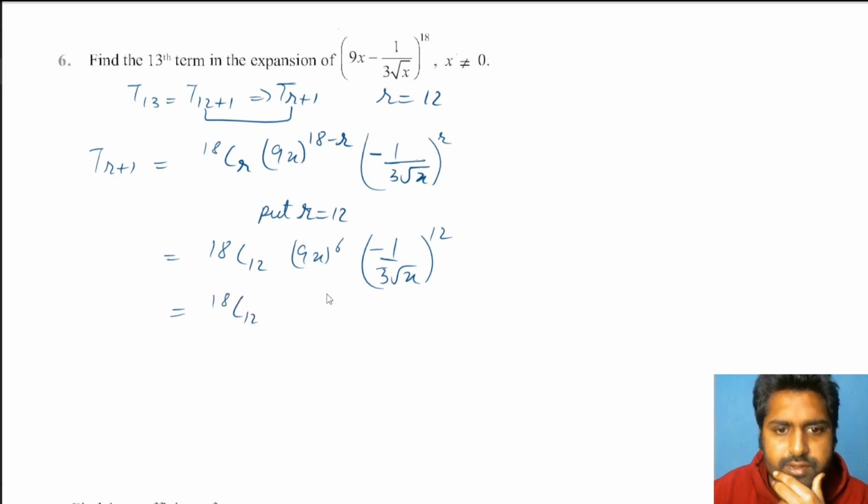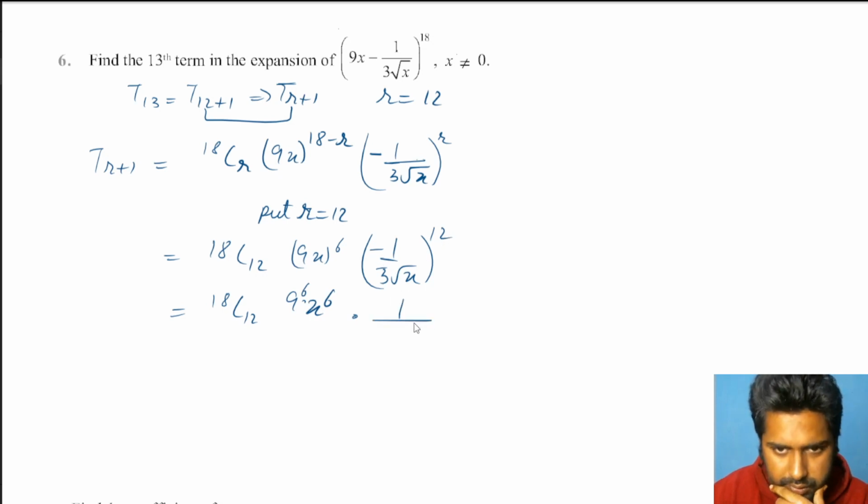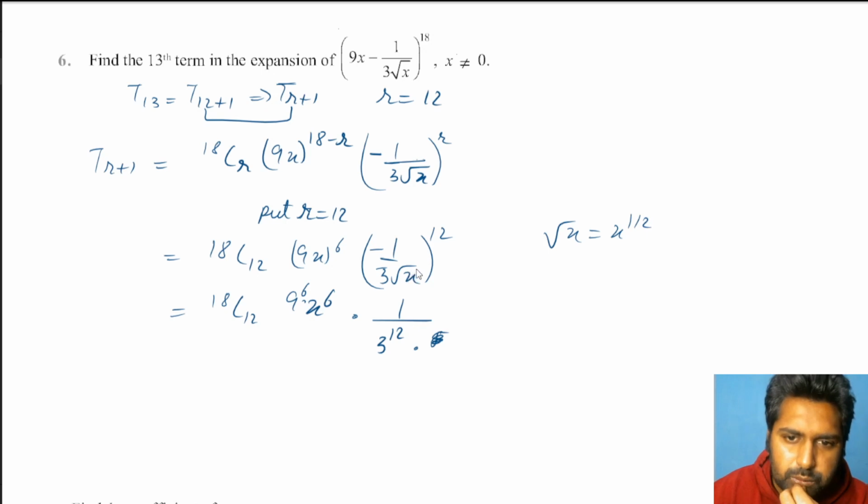18C12, let it be as it is. 9x raised to power 6 can be broken down as 9 raised to power 6, x raised to power 6. The negative raised to even power will be positive, so 1 upon 3 raised to power 12, root x raised to power 12. So basically root x means x raised to power 1 by 2. So x raised to power 1 by 2, power 12. I'm showing you the steps.